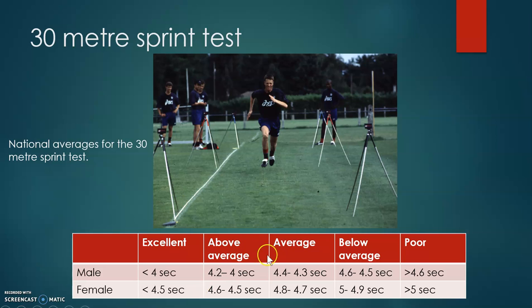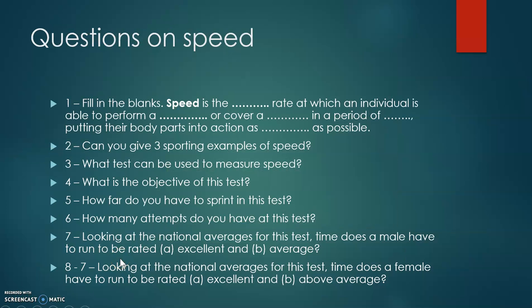So here's some data where we can compare national averages for the 30-meter sprint test. So a male achieving 4.1 seconds would be above average. Okay. Here are your questions for speed. The video can be paused now. And again, you may need 5 to 10 minutes. And when you're ready, you will be moved on.